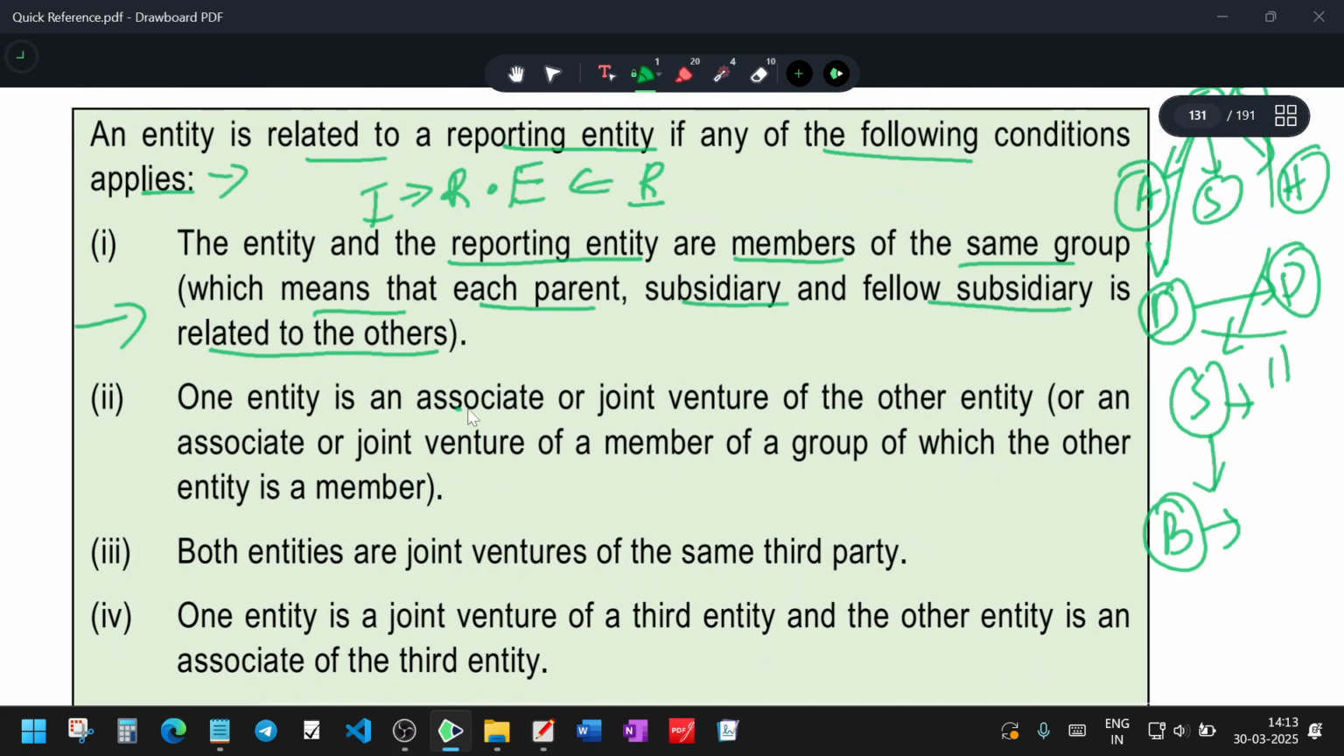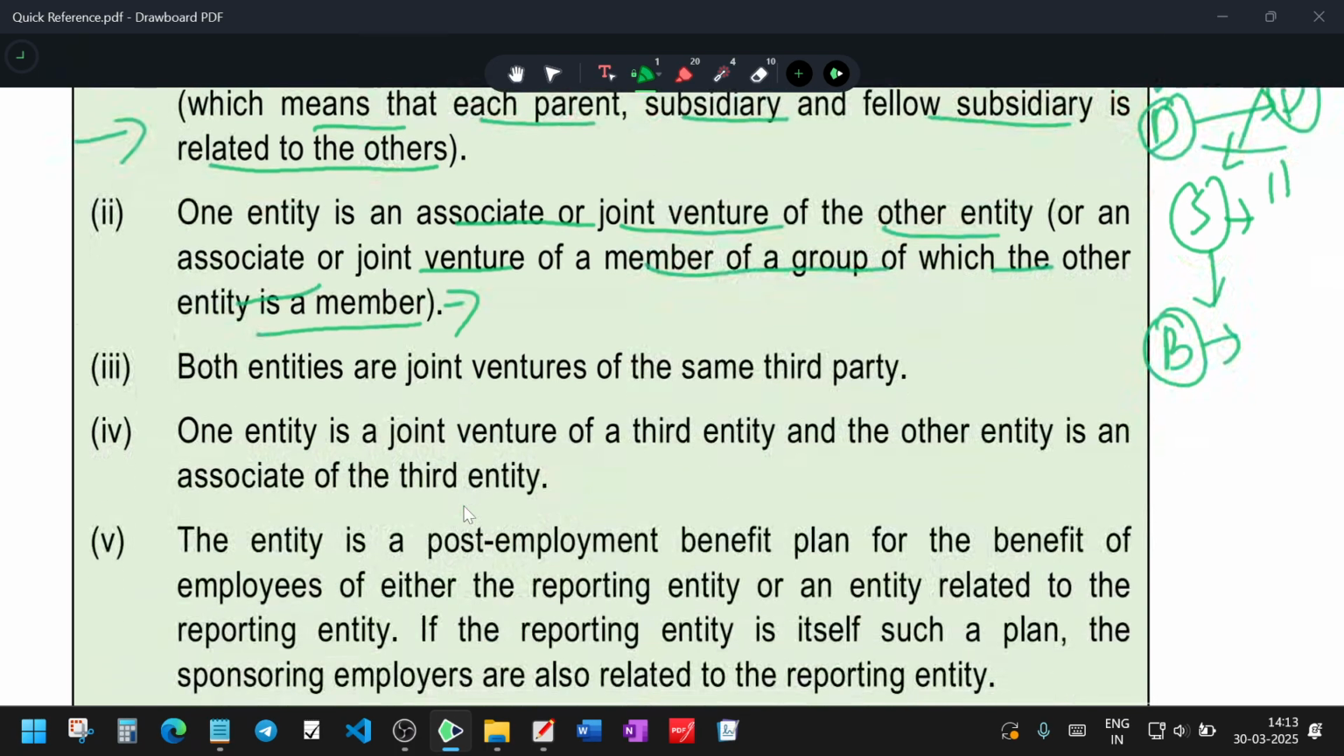One entity is an associate or a joint venture of another entity, or an associate or joint venture of a member of a group in which the other entity is a member. Sir, they are not holding anything, sir. But they are joined together to do a task. They have associated themselves in completing a project. When they are related entities, both entities are joint ventures of the same third party.